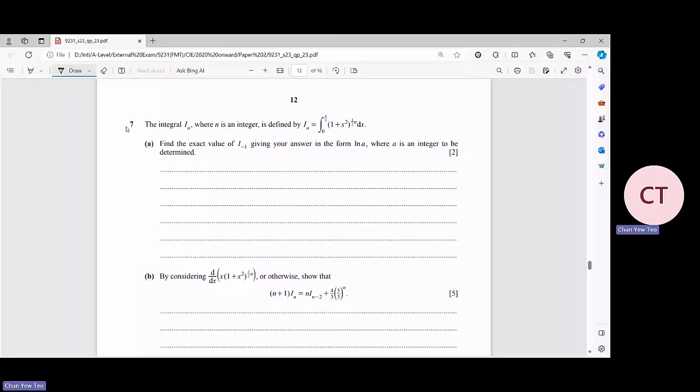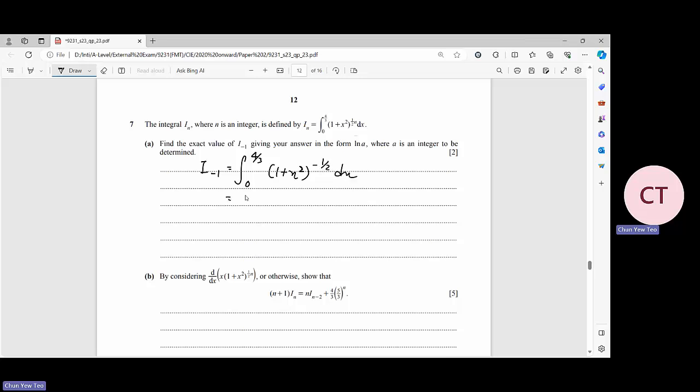Now we take a look at question number 7. The integral In, where n is an integer, is defined by what is given here. Find the exact value of I negative 1, giving your answer in the form of ln a, where a is an integer to be determined. For this question, we just change our n to become negative 1. Then I negative 1 will be the integration from 0 to 4 over 3 of (1 plus x squared) to the power of negative half.